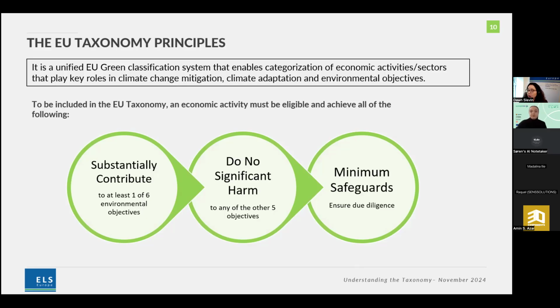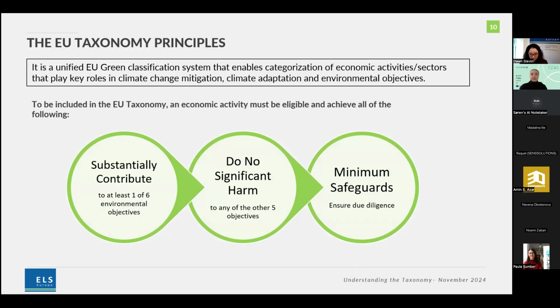But in order for an economic activity to be deemed taxonomy aligned, and that's the ultimate goal, first of all, they must be eligible, so it must be a sector that has got technical screening criteria written in the taxonomy. But there are ways that companies can make a case to the platform, which is the governance body that has been operating since 2020 and is continuing the work that we commenced in the first TEG. But first of all, they have to be eligible. So they have to be an economic activity listed in the taxonomy.